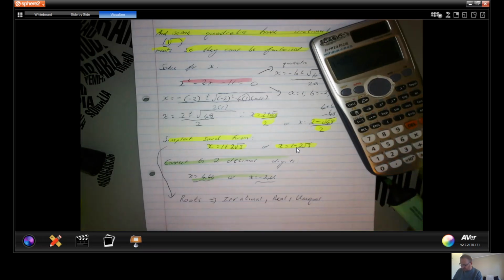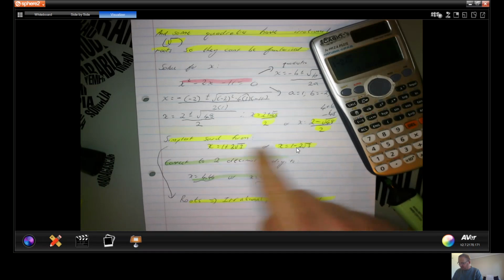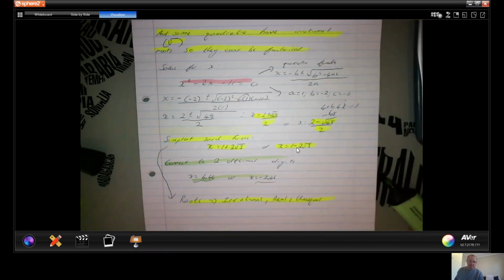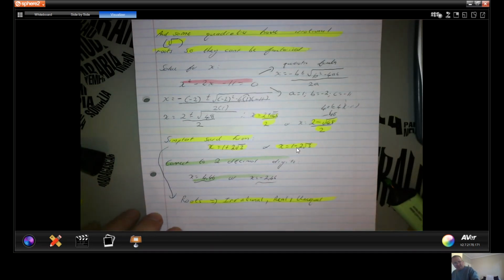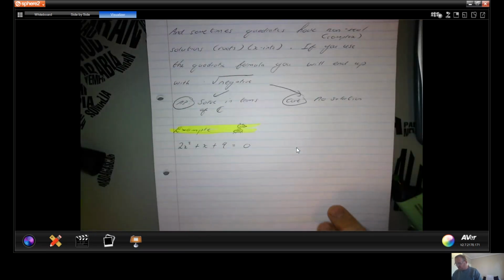Just introducing you to this, don't panic about this yet. That is the nature of the roots. Nature of the roots means what type of answers you're getting. If you describe the answers, they're irrational numbers, but they're also real, and they are unequal. Okay, right. I'm not going to go through doing that without a calculator yet. It's fine if you're happy with that for now.